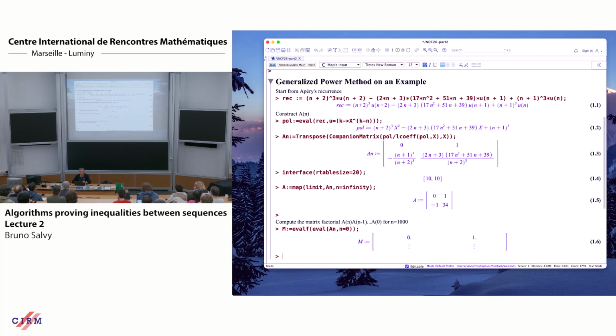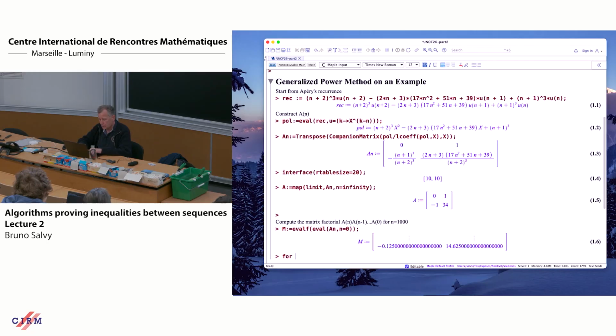So you see that 0, 1, and on the next row, you get two numbers. And then I will write the loop, where M is the result of evaluating A_n at n equals i times the previous M. And then I normalize, say, by dividing by the top left corner, hoping that it's not 0, but that's why I started with this one and not the identity.